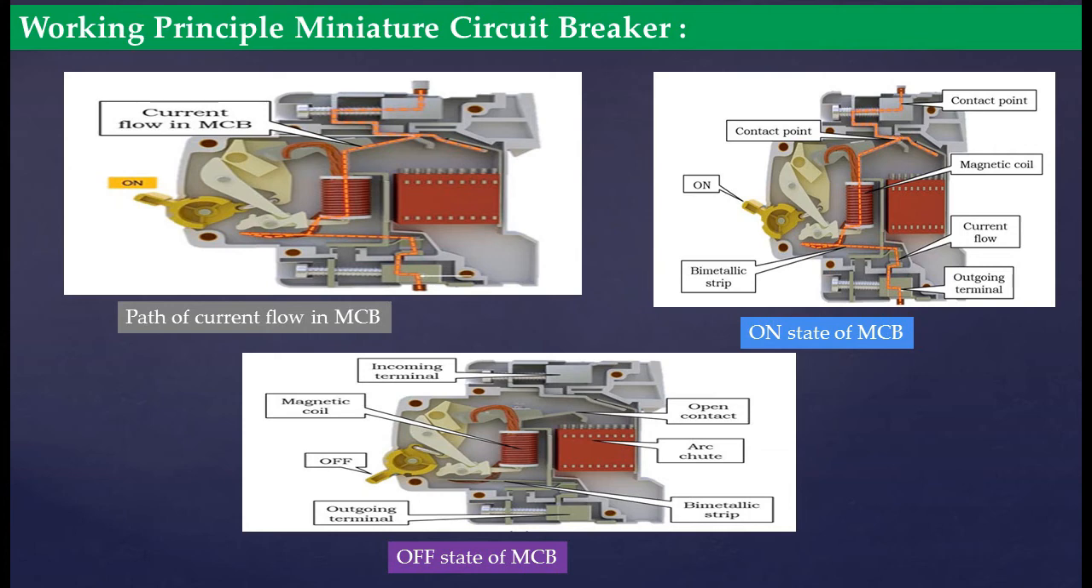But during short circuit conditions, the sudden rise of current causes electromechanical displacement of the plunger associated with the tripping coil or solenoid of MCB. The plunger strikes the trip lever, causing the immediate release of the latch mechanism. Consequently, the circuit breaker's contacts open. This was a simple explanation of miniature circuit breaker working principle.